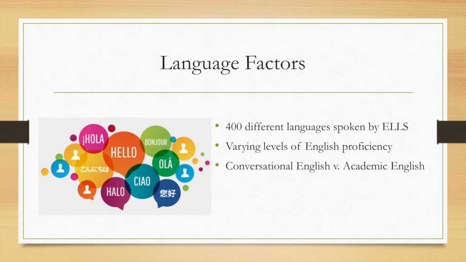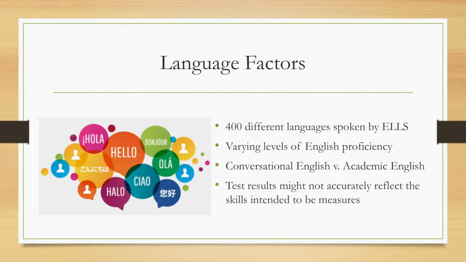There is also the issue of conversational English versus academic English. Students may be able to fluently converse with their peers but not understand content because the vocabulary is different. So teachers may hear students talking to their friends in the hallway in English and then be confused when a student fails a test because they don't understand what the test is asking. This is a different kind of English, and the vocabulary required to understand it is different. Because of these differences in language proficiency, test results might not be accurate and may not reflect the skills intended to be measured.